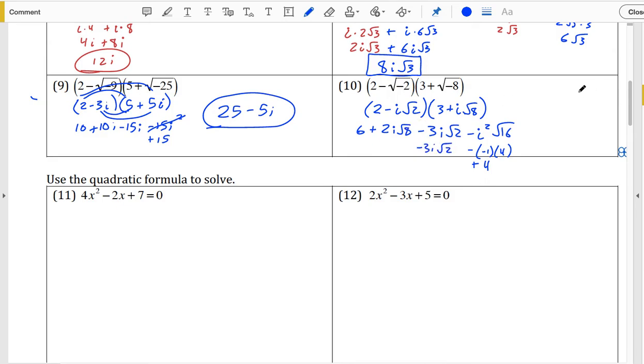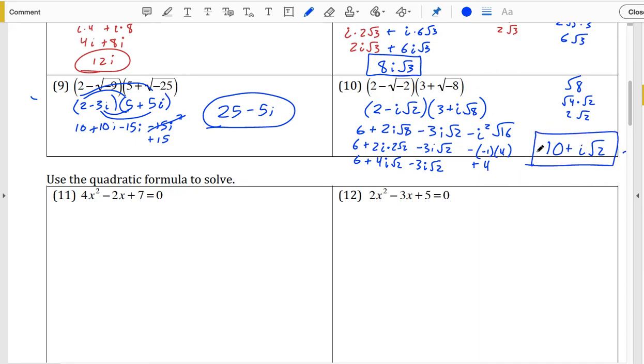Now root 8 we know simplifies. So let's go ahead and simplify root 8. That's root 4 times root 2, which is just 2 root 2. So I've got 6 plus 2i times this root 8 becomes 2 root 2. So 2 times 2 makes 4i root 2. So I got 6 plus 4i root 2 minus 3i root 2 plus 4. We're combining like terms with all of these. Notice how these are like terms. 6 plus 4 makes 10. 4i minus 3i is i root 2. So plus i root 2. And there we have it.